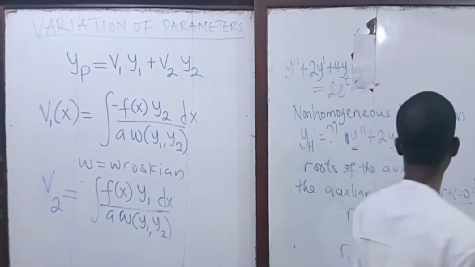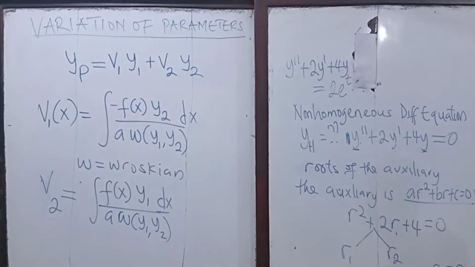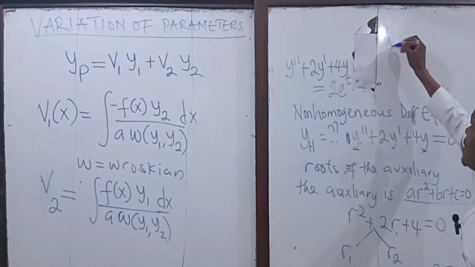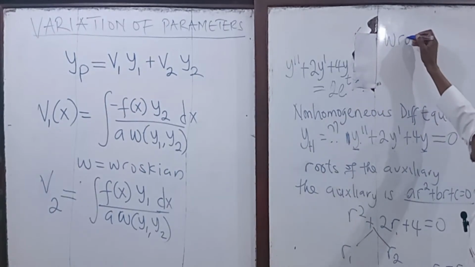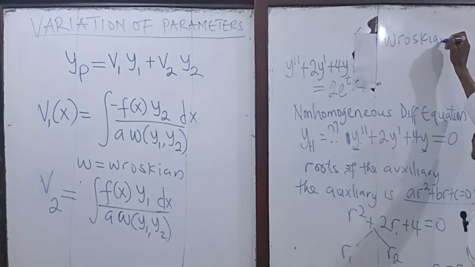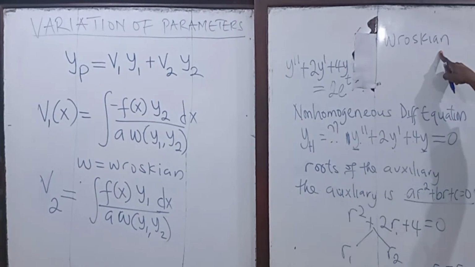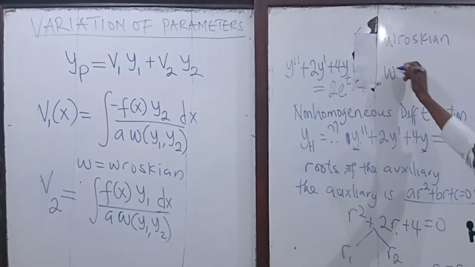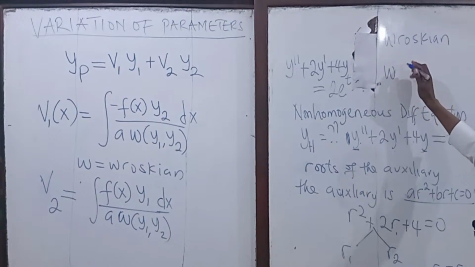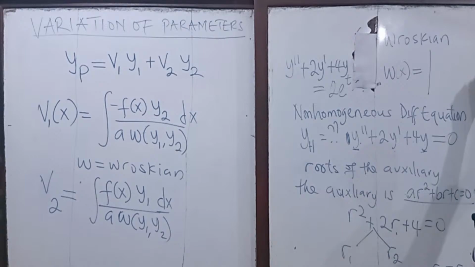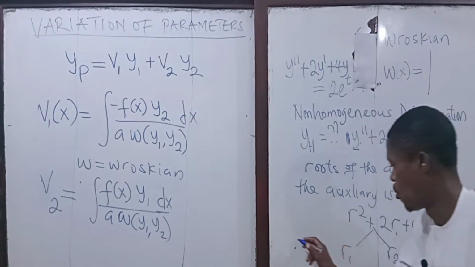Once you get that, you can use that solution of the auxiliary equation to get the Wronskian. I'm going to explain that. It's just a determinant. The Wronskian is a function of x, a determinant built from the solutions of this auxiliary equation.